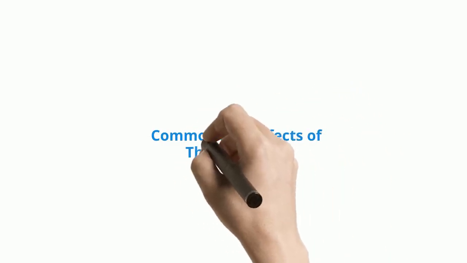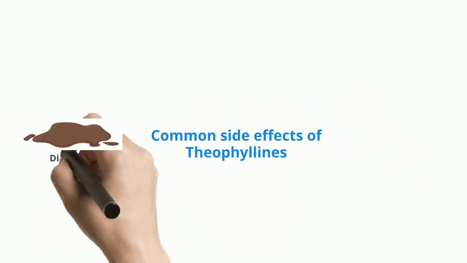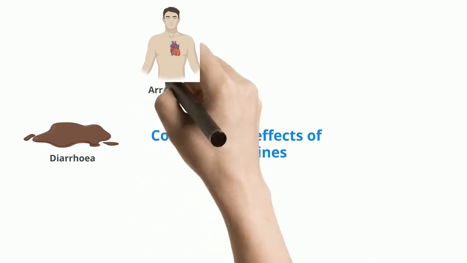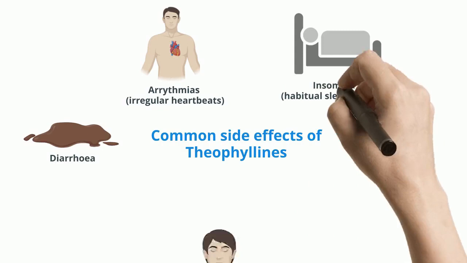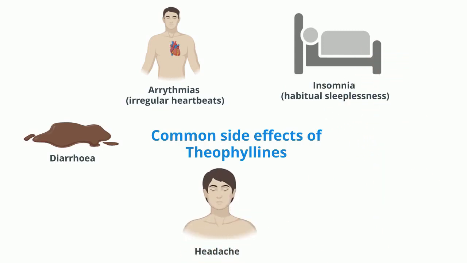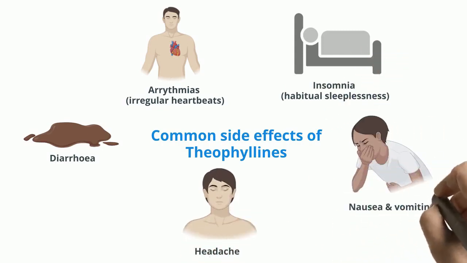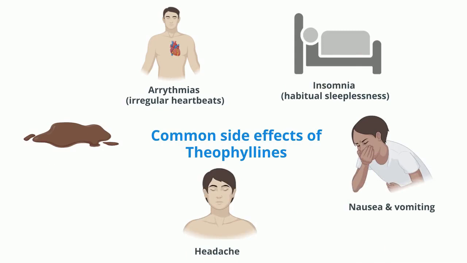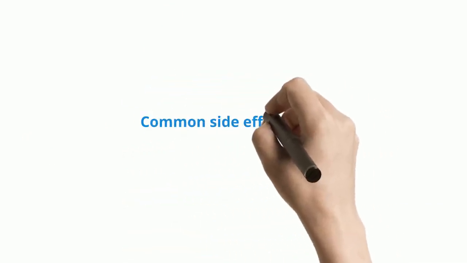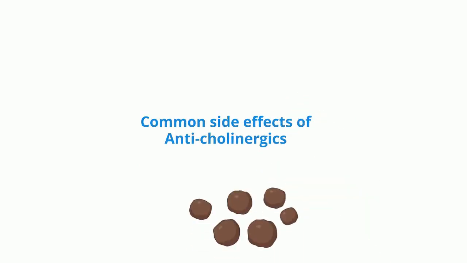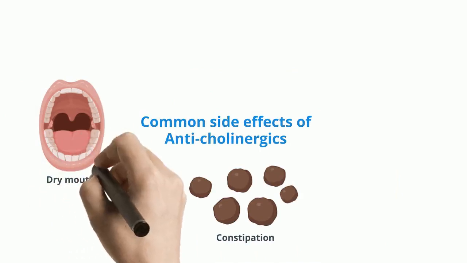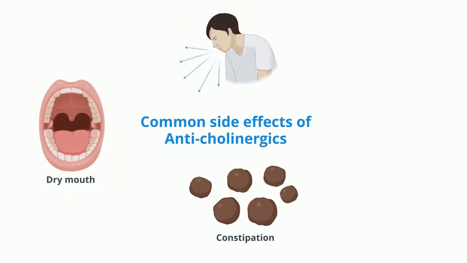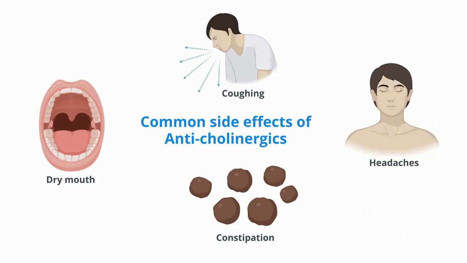Theophylline is a derivative of xanthines. Xanthines are a type of bronchodilator. Theophylline is extremely toxic at high levels. Some common side effects include diarrhea or watery stools and arrhythmia. The common side effects of anticholinergics such as ipratropium include constipation or irregular and difficult bowel movements, dry mouth, coughing, and headaches.